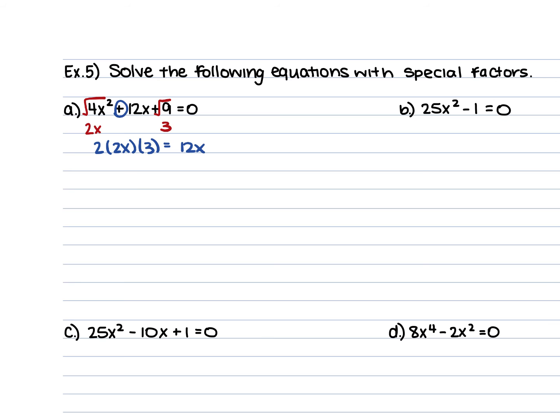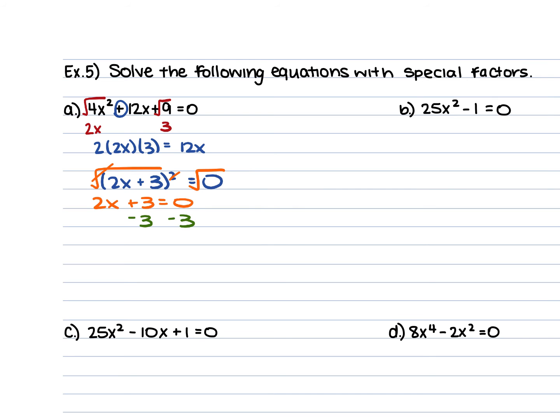So because 2 times 2x times 3 is that 12x, and it is the same as that middle term, we can just take the 2x, the sign in the middle is positive, plus 3, and square it, set it equal to 0. From here, we can do the same thing that we did for the question before this. Take the square root of both sides. It cancels out the power and the radical. So we have 2x plus 3 is equal to 0.